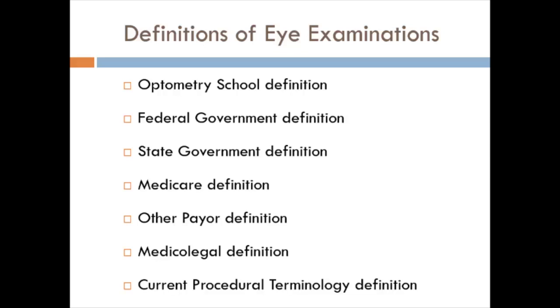This slide illustrates that: you've got the standard optometry school definition, a federal government definition, state government, Medicare, whoever's paying the bill, the medical legal definition, which a bunch of doctors and lawyers use, and the definition in Current Procedural Terminology, which is the basis for everything. So there's a bunch of different definitions for eye exams, which leads to some of the confusion.